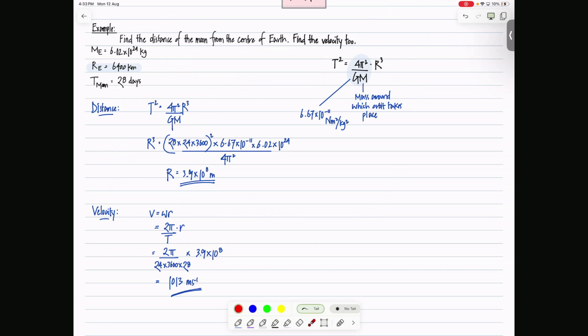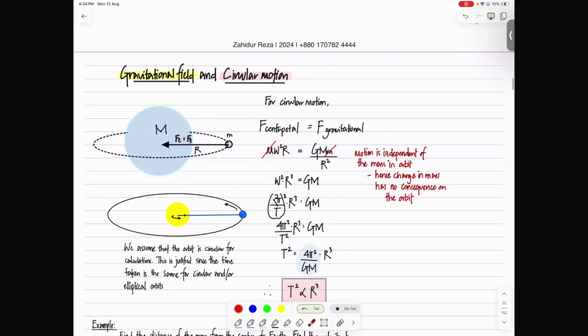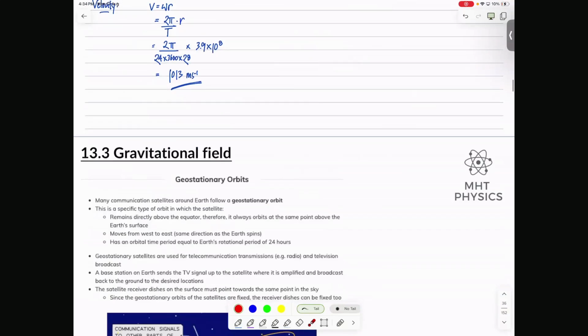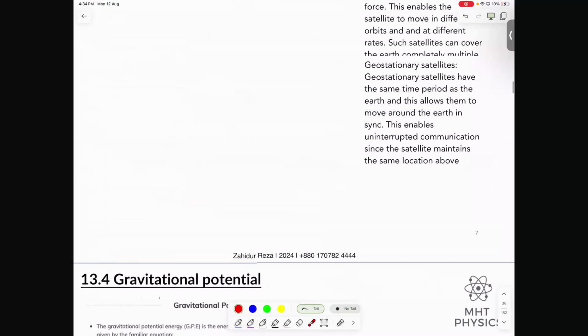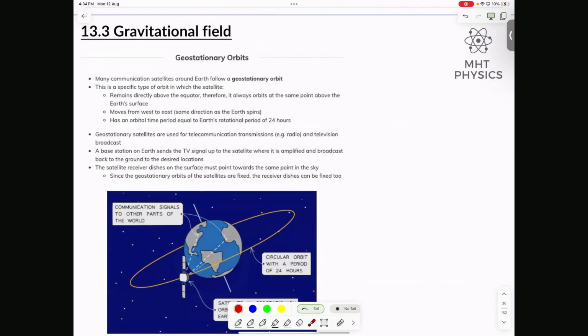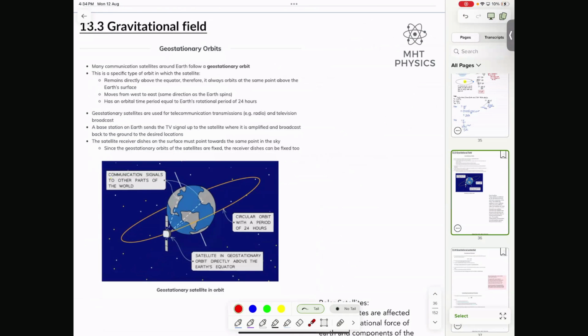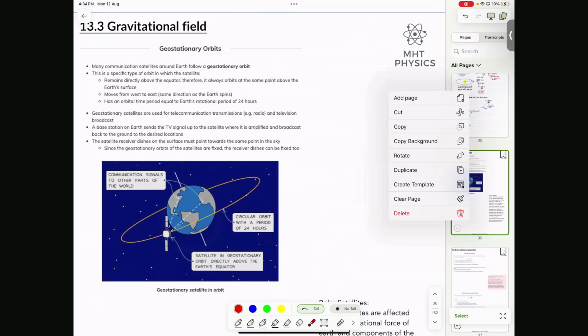Done. Okay, so it's gravitational field and circular motion. This derivation that you see here is very important. The other thing that we'll go into is this one. This is interesting, page number 7. But let me explain first. It's satellites. How do satellites work, and what's the physics behind them? So the types of satellites.